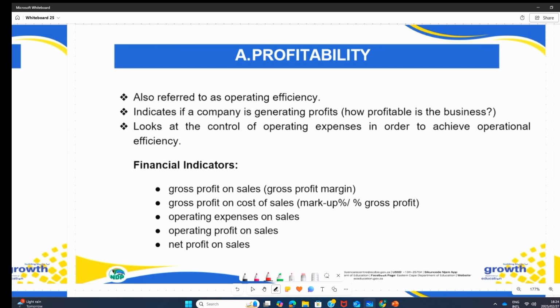The only financial indicators under profitability that you need to look at are the last three: operating expenses on sales, as well as operating profit on sales, as well as net profit on sales. I'll repeat that again. The only financial indicators you need to look at when you are commenting about profitability are operating expenses on sales, operating profit on sales, and net profit on sales.